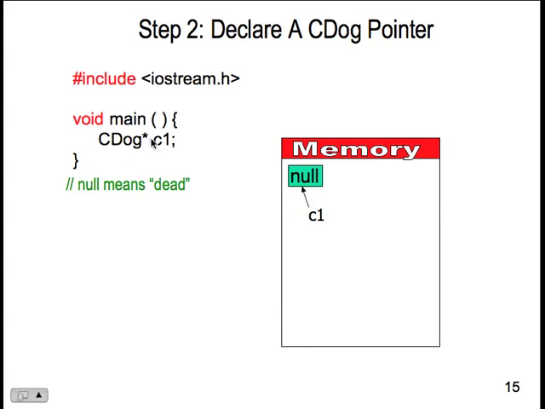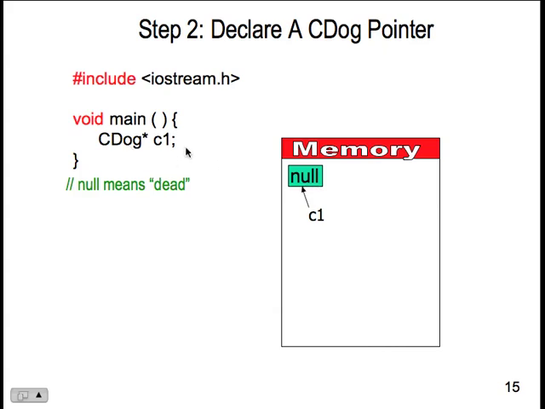That could be here. We could put a space, put it in between, or we could put it next to C1. It's common actually to see this asterisk over here to say this is a CDog data type, and it's going to be a pointer data type. So null essentially means that it's dead, because we've allocated memory for C1.